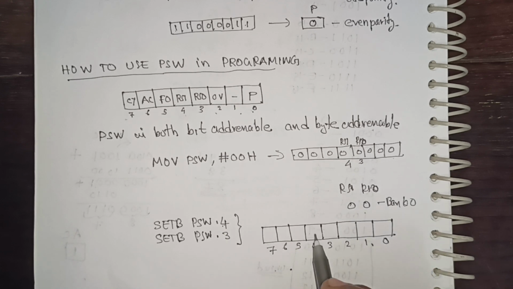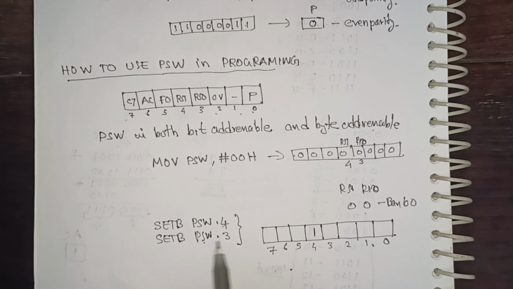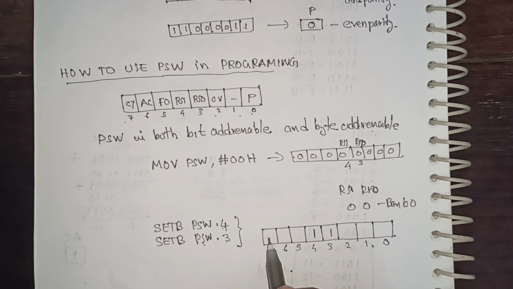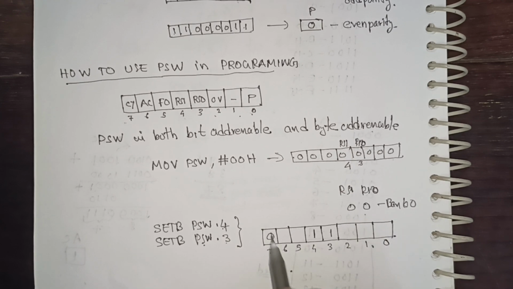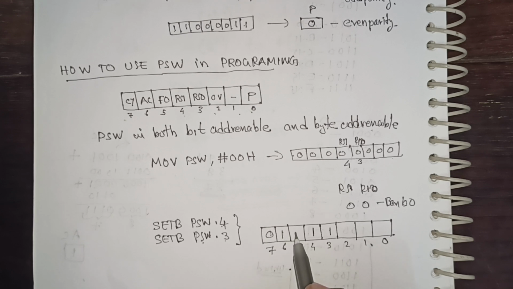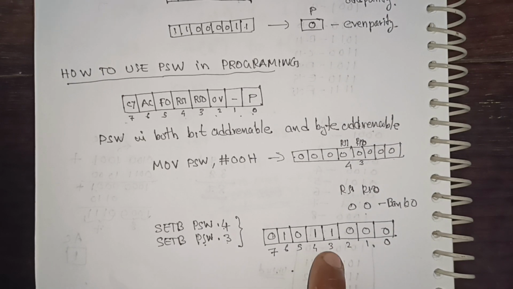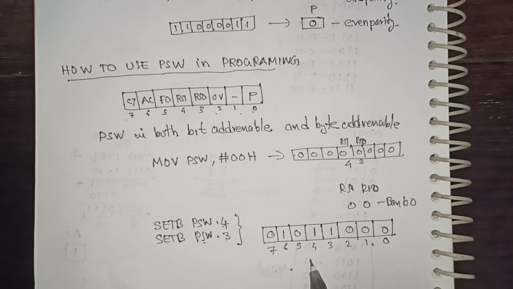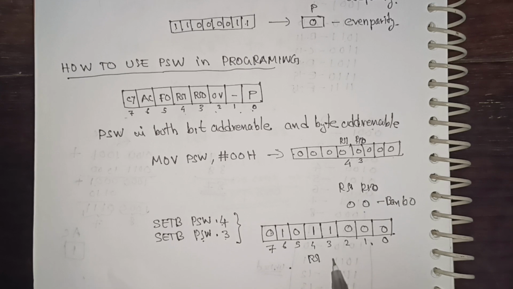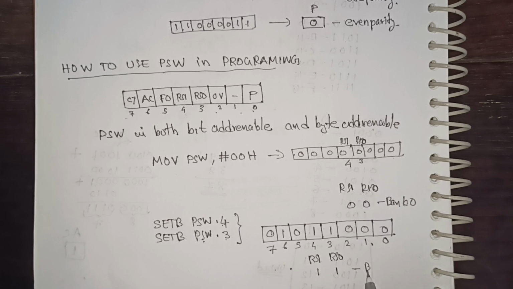The fourth bit is set to 1 and the third bit is also set to 1. The rest of the bits have some random value. Let's assume some random value like this. So under this condition, which bank is selected? RS1, RS0, both are 1, which means bank 3.